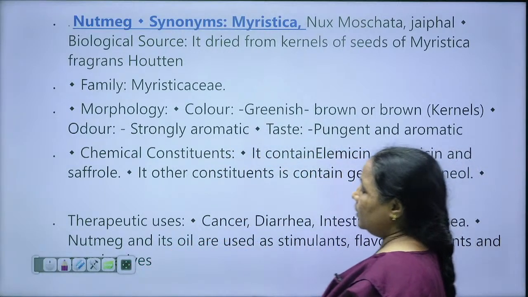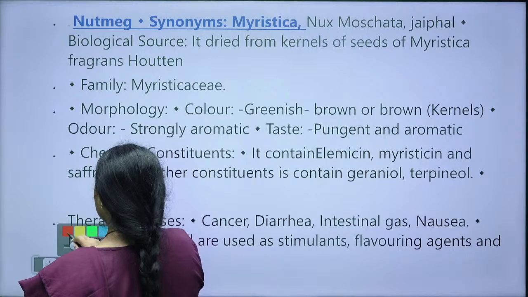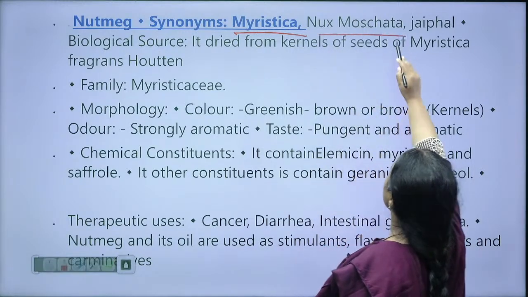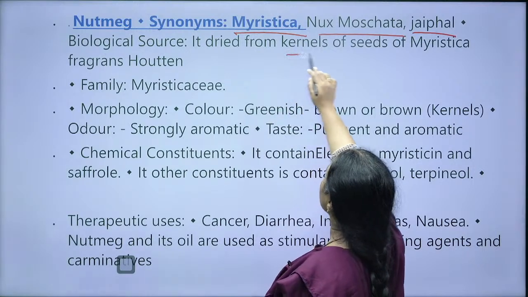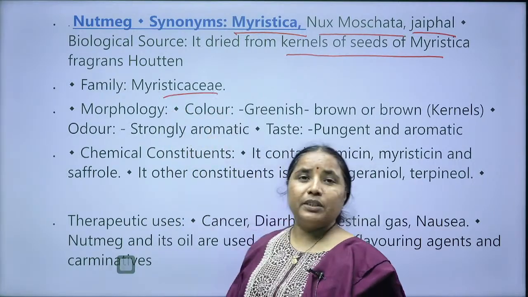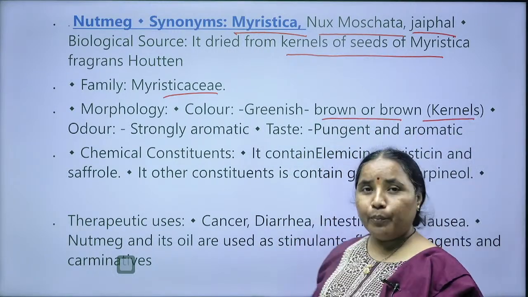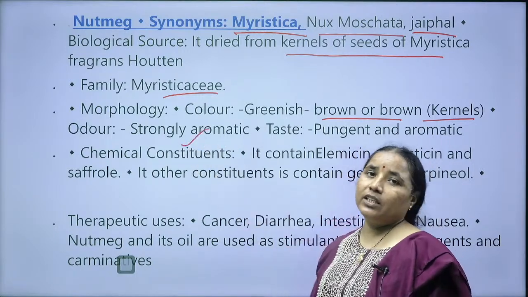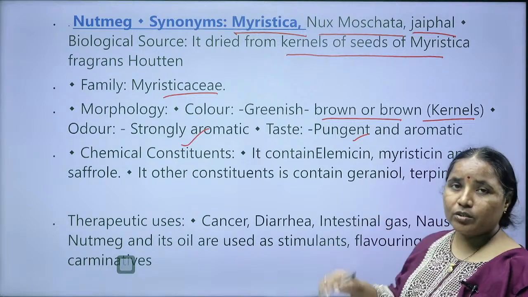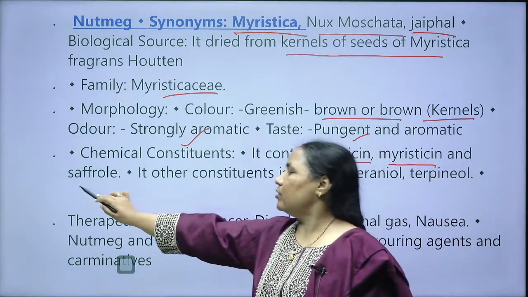Nutmeg. The main synonyms of nutmeg are Myristica and Nux moscata. The biological source is derived from the kernels of the seeds of Myristica fragrans, and the family is Myristicaceae. The morphology of the nutmeg is greenish or brown in color, or the kernels are brown in color itself, and the odor is strongly aromatic, with a pungent and aromatic taste. The chemical constituents associated with nutmeg are myristicin and safrole.